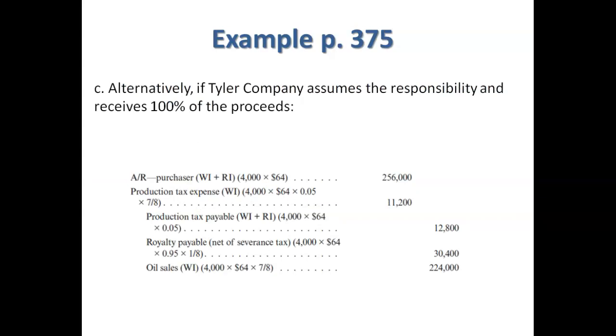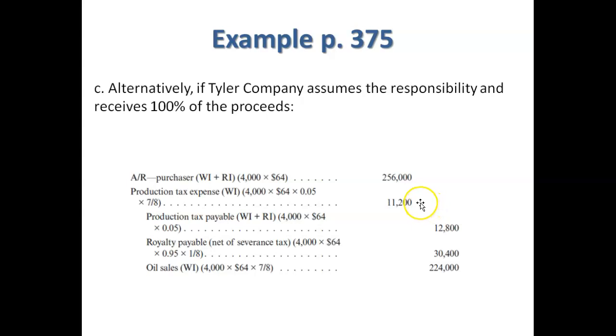Alternatively, if Tyler Company assumes the responsibility and receives 100% of the proceeds, he's still going to have the same amount of oil sales calculated and recorded as a credit. He's going to have the royalty payable. So since he's assuming that responsibility, he's going to owe and pay the royalty interest owner. And the production taxes include his percent as well as the royalty interest percent.